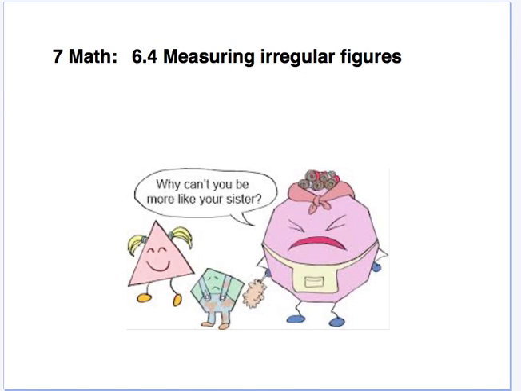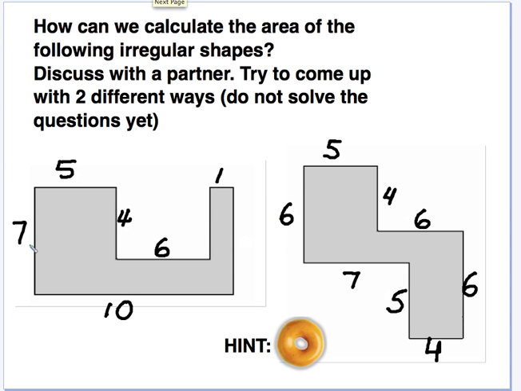Hey, grade 7s. We're taking a look at 7 Math 6.4, measuring irregular figures. So we've got two shapes here. We've got one that looks kind of like a rectangle that's been bitten by a Minecraft character. And then we've got the second one that looks like a misshapen form, where you've got one rectangle and a second rectangle joined by a little bridge.